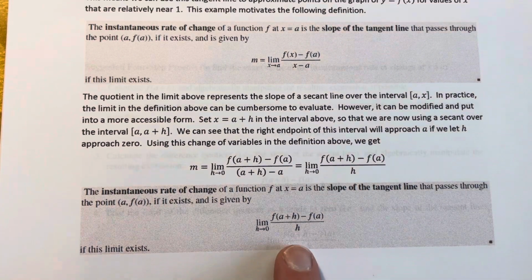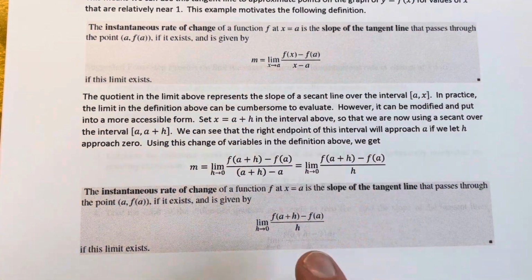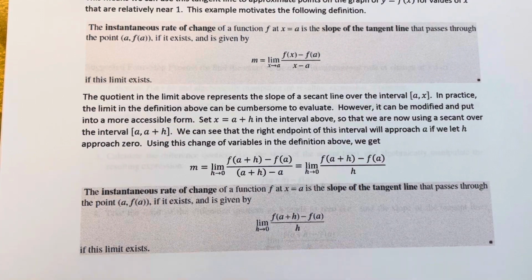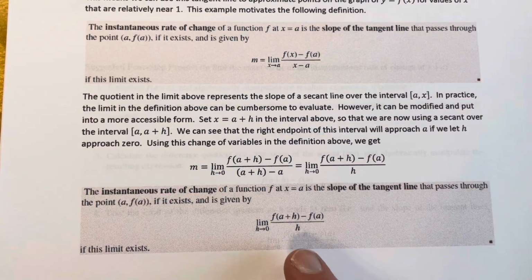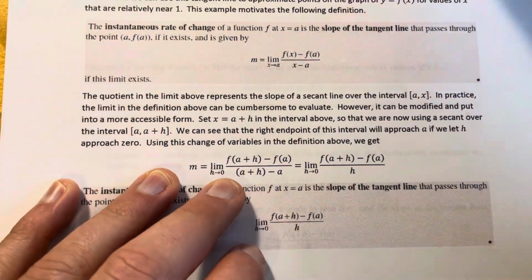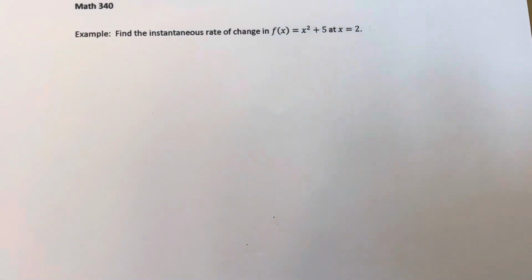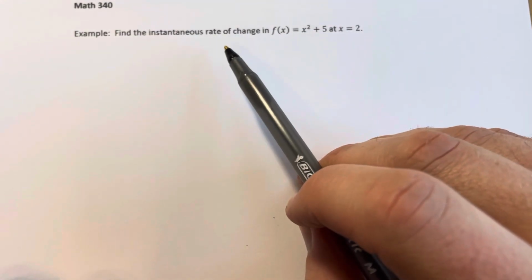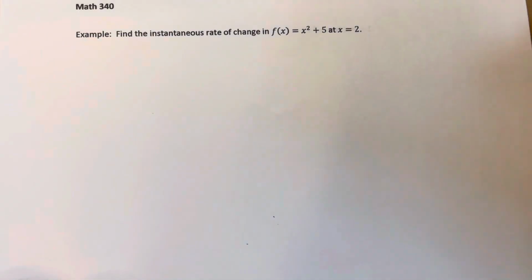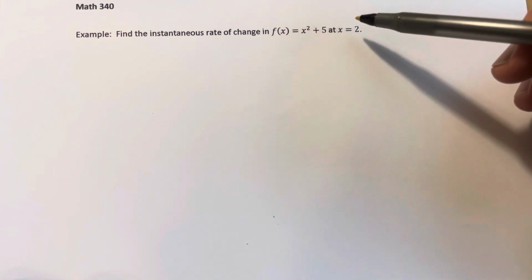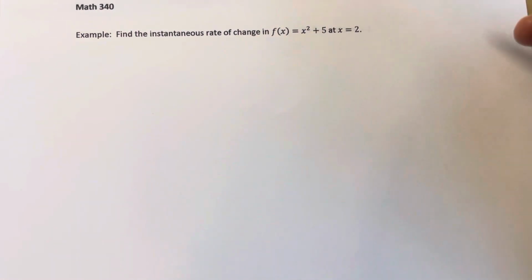And this is actually the one that we will use in practice, not really this one. This is going to be the more practical one for computational stuff, okay? So this is what we are running with now. Let's use it, okay? Find the instantaneous rate of change in the function f of x equals x squared plus 5 at x equals 2.